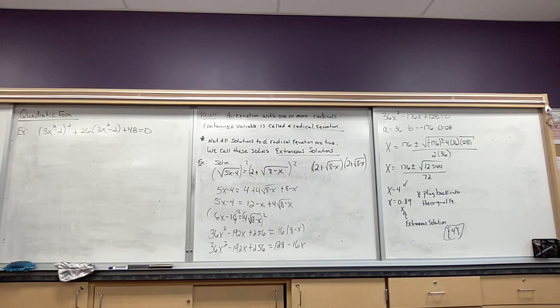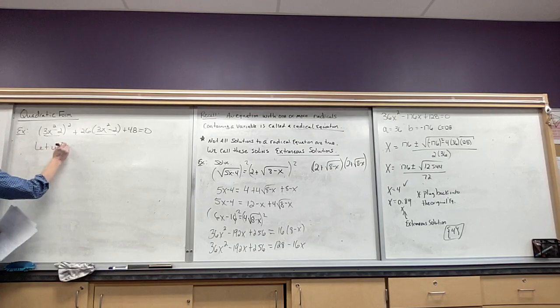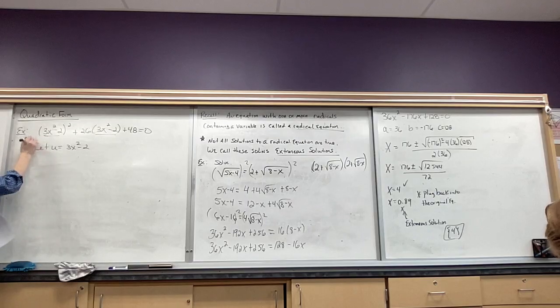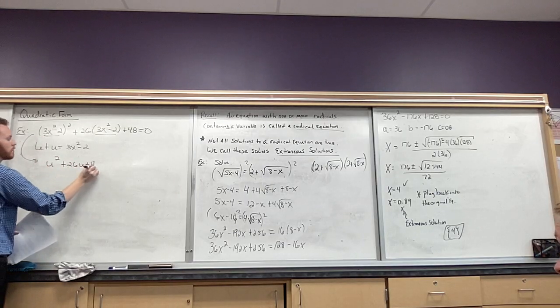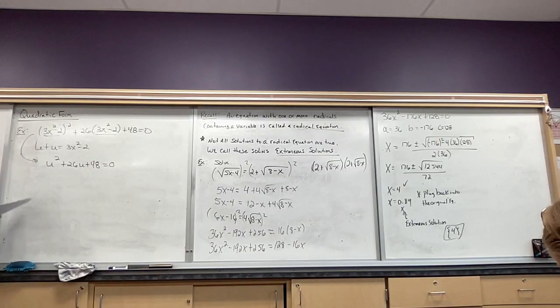Well, notice that we see this coming up twice, right? See how they're both the same? So what I can do is use the substitution method. I can make that more generic. So if I let u be 3x squared minus 2, I can rewrite this as u squared plus 26u plus 48 equals 0. Okay? Now, I don't know about you guys, that looks a lot simpler to solve than the original, right?